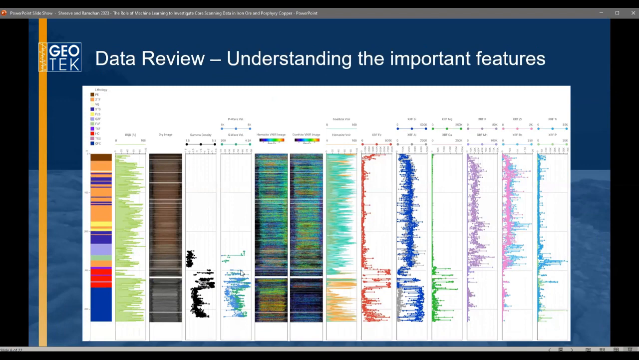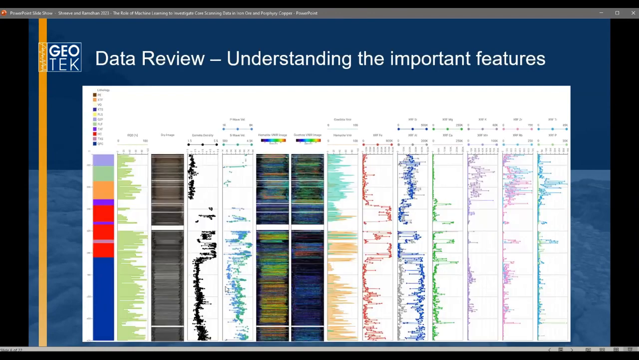We start by looking at some core logs, and we want to try and understand what the important data attributes are that we see. On the left-hand side of this plot is lithology. This is from the Vale geologists' observations. We've got RQD, dry image, some petrophysical properties, some hyperspectral and mineralogy data and chemistry, all on one plot presented as waterfall plots. First, we're going to have a look at this bottom section here where we get a bit more variation.